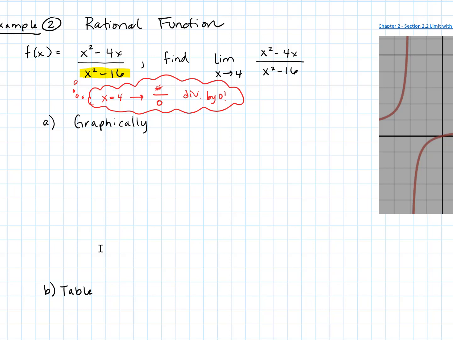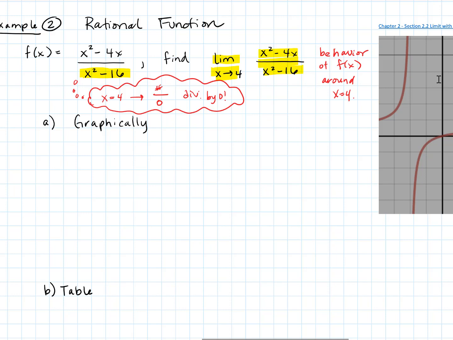So remember, when we talk limits, this is asking us to consider the behavior around 4. So this is the behavior. We're looking at what is the behavior of the function f of x around x equals 4. So that's what we need to consider. So if we were to actually graph this, let's consider again our two different ways to do this.